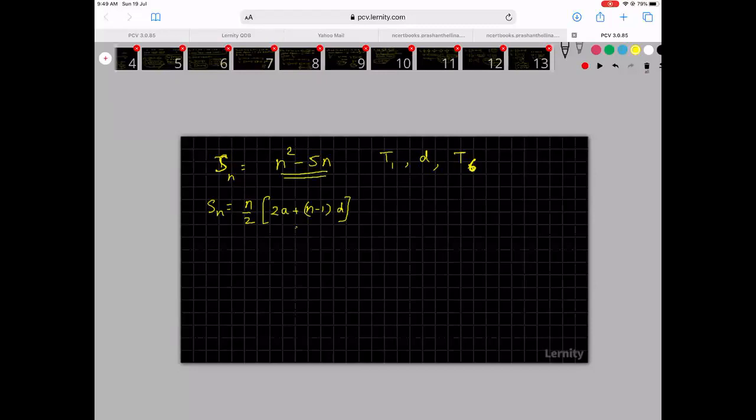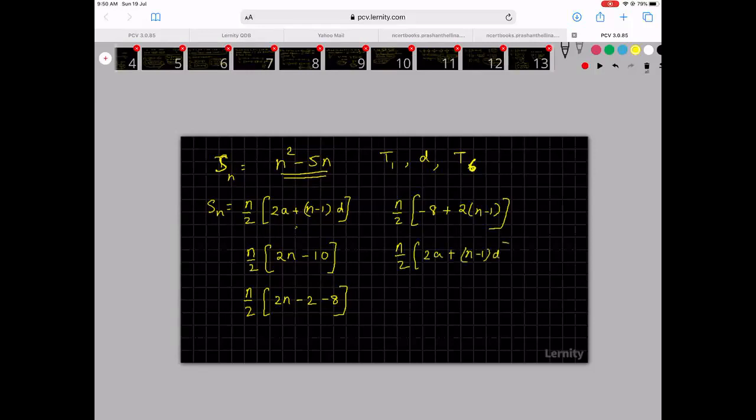Okay, so first what will I do? I'll take n by 2 common. If I take n by 2 common, I'll get 2n minus 10. So I can write this as n by 2 into 2n minus 2 minus 8. So now I can write this as n by 2 into minus 8 plus 2 times n minus 1. Yeah.